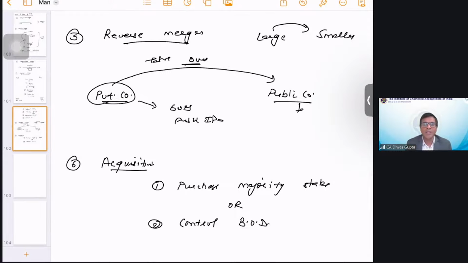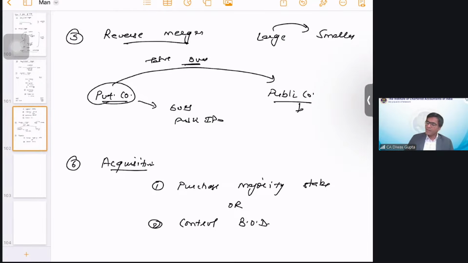Then this one was important, which is the reverse merger. In a reverse merger, generally a large company acquires a smaller company, but here a private company takes over a large public company. This large public company is listed, so through this takeover, even the private company also gets listed.